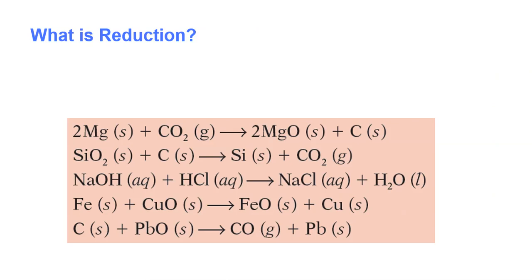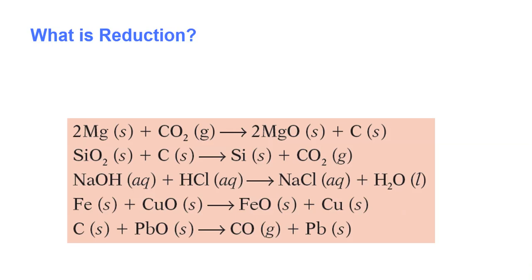Now I will explain what is reduction. Look at these examples. In example 1, magnesium reacts with carbon dioxide to produce magnesium oxide and carbon. Here, carbon dioxide lost oxygen and became carbon. Look at the second example. Silicon dioxide reacts with carbon to produce silicon and carbon dioxide. In this example, silicon dioxide lost oxygen.